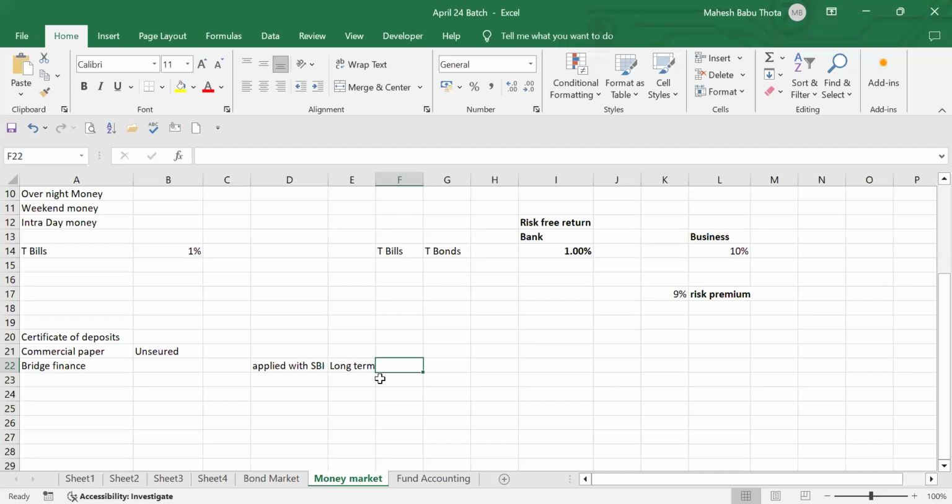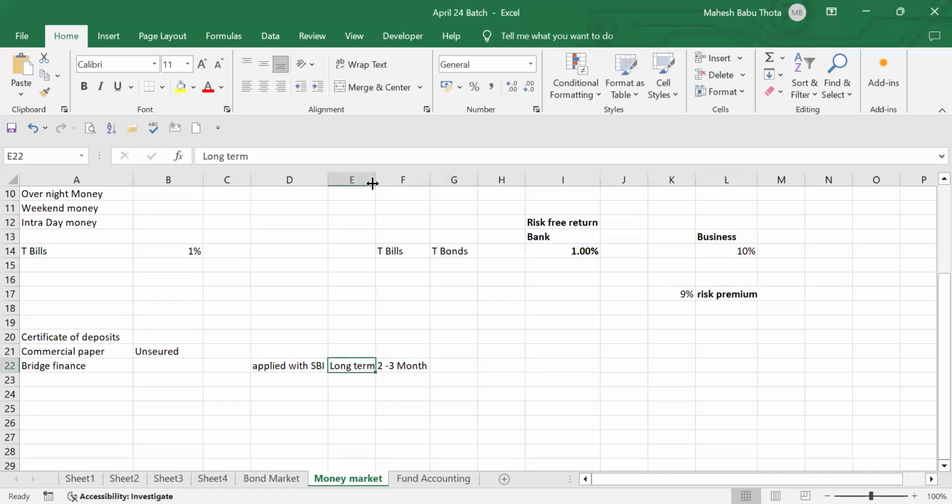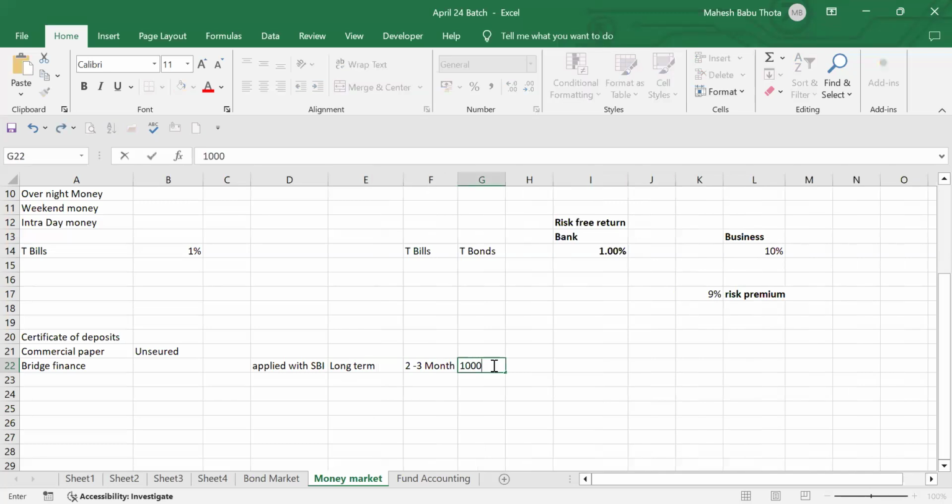Obviously, SBI Bank will take at least 2-3 months to allot my loan, the entire loan amount. A lot of formalities need to be done, because it's a long-term project and I need a lot of capital. Let's say I need 1,000 crores. But until this allotment, I cannot wait without starting my project. There will be a 2 or 3 months delay. So I'll go and issue these commercial papers for 1 month or 2 months.